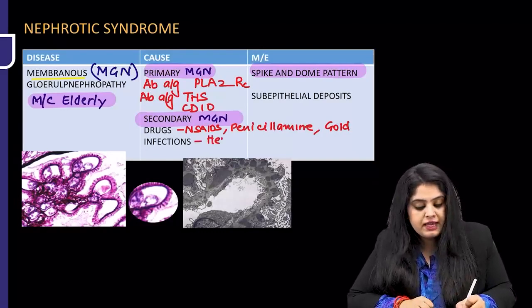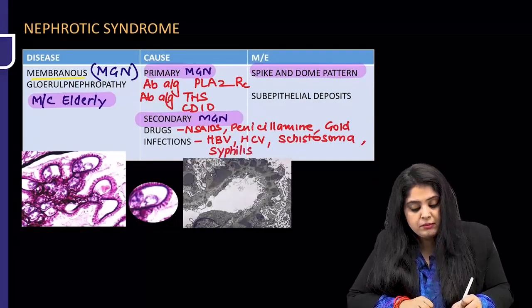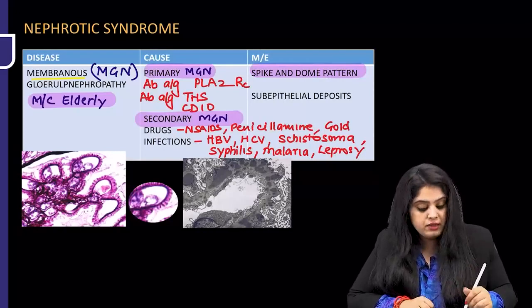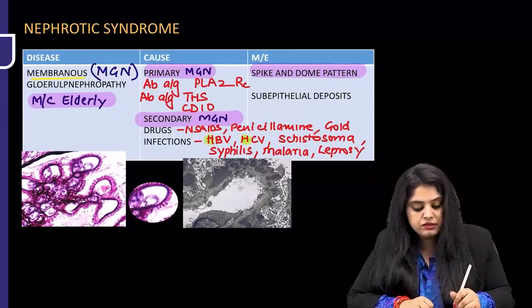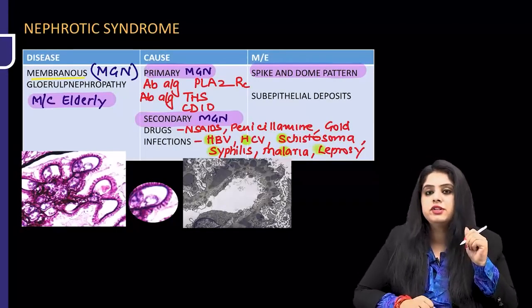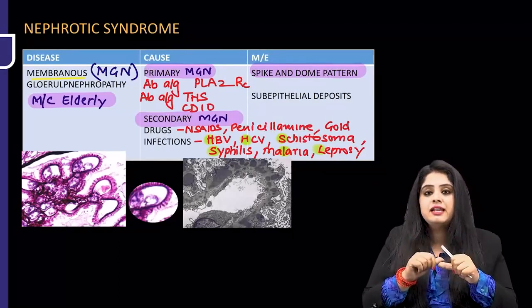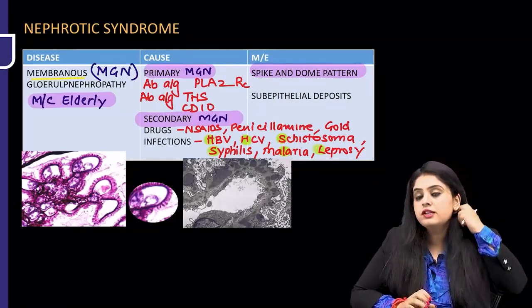Infections, you will have hepatitis B, hepatitis C. Then there is schistosoma. There is going to be syphilis. You might feel the list is lengthy, but it's important. Malaria and leprosy. So please note HHSSML. I tried to make a mnemonic. So hepatitis B, hepatitis C, schistosoma, syphilis, malaria and leprosy. HBV, HCV, schistosoma, syphilis, malaria and leprosy. These are the infections which can cause MGN.